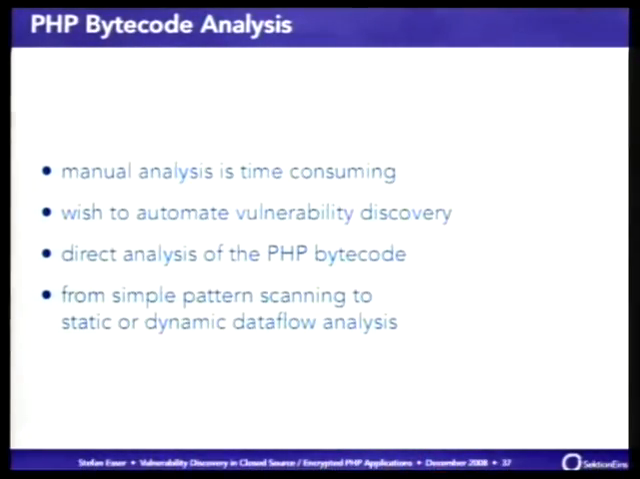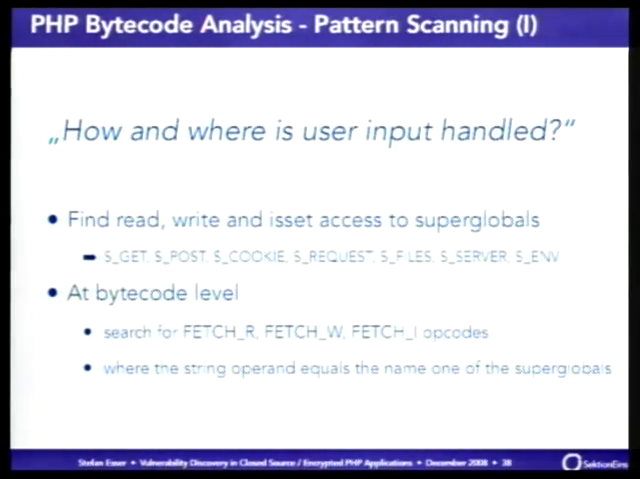So maybe I can get to the last topic, which is automatic bytecode analysis. Manual bytecode analysis is very time-consuming, and only if you are very crazy do you want to read PHP bytecode. Normally you want to automate this, so you can try simple pattern scanning, like many people who do source code audits start with a grep. You can do the same on bytecode, but it will give you much more information. You can also do static and dynamic data flow analysis. I will show you some examples of pattern scanning.